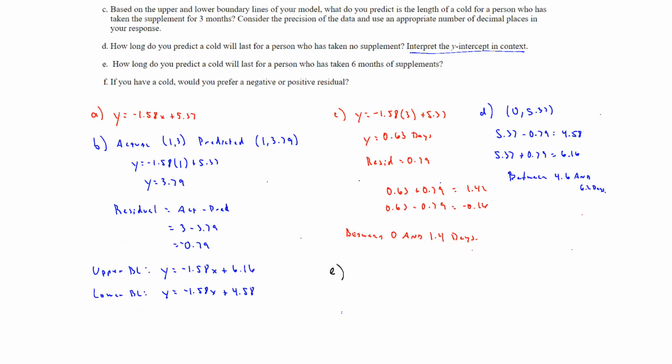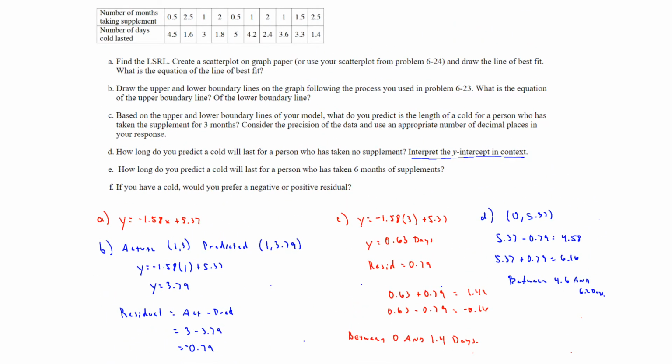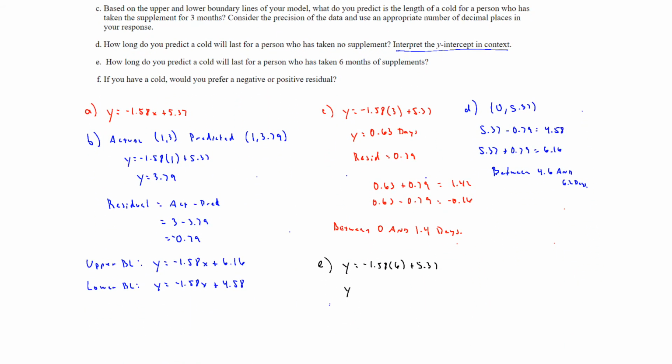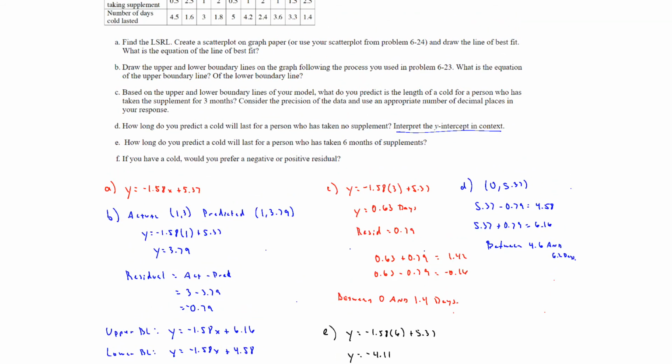Part E, how long do you predict a cold will last for a person who has taken 6 months of supplement? So once again, we take this least squared regression line and we plug in 6 months. And as we plug this in, be aware that our data for the number of days taken a supplement only went as high as 2.5. So we're really going beyond our data on this. So let's see what happens. Y is equal to negative 4.11.